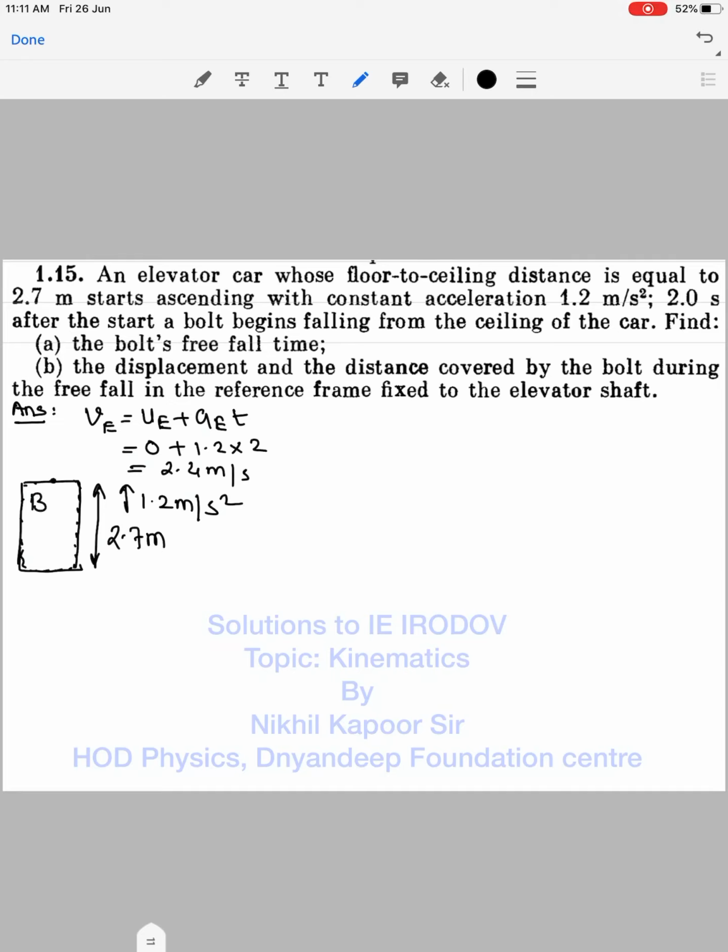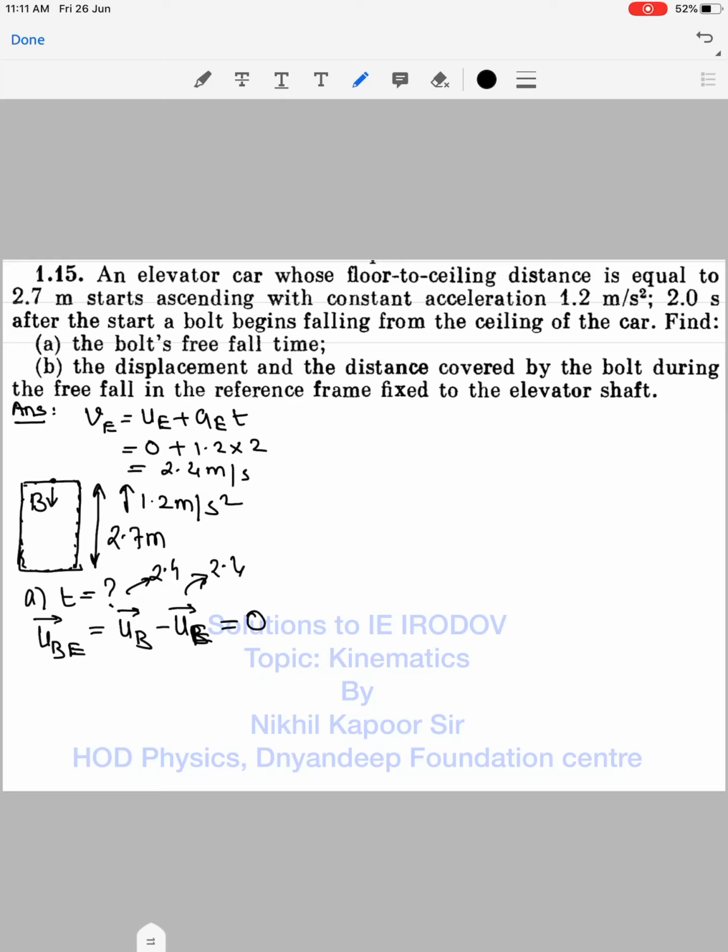Now at this moment a bolt is dropped from the elevator. And first we have to find how much is the time taken by the bolt to fall to the floor. So let us take the initial velocity of bolt with respect to elevator. That will be initial velocity of bolt minus initial velocity of elevator. Now both are having 2.4 meter per second velocity in upward direction, so that's why 2.4 minus 2.4 comes out to be 0, because this is 2.4, this is also 2.4.